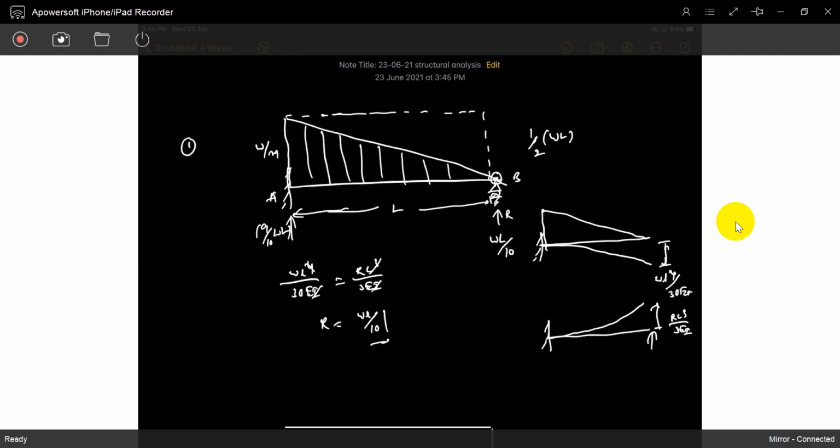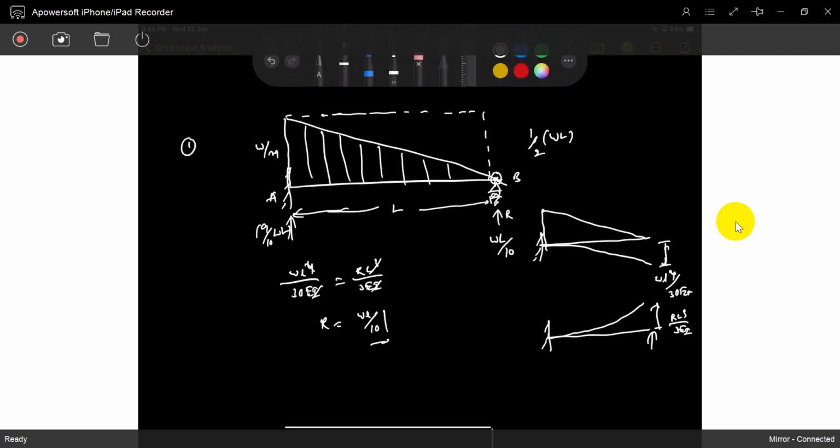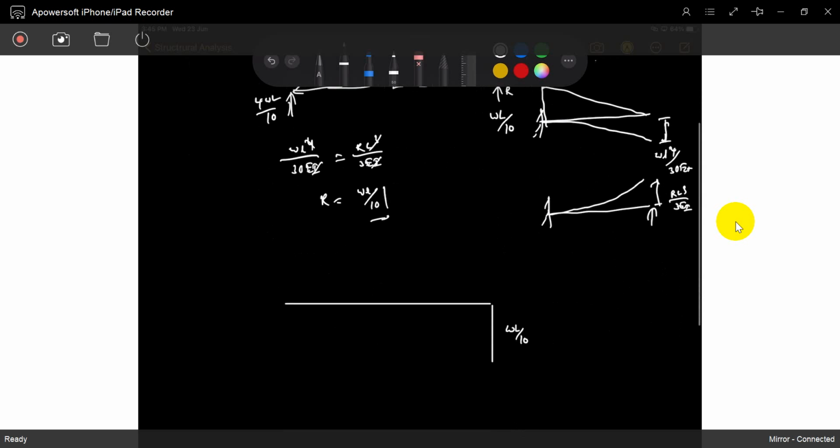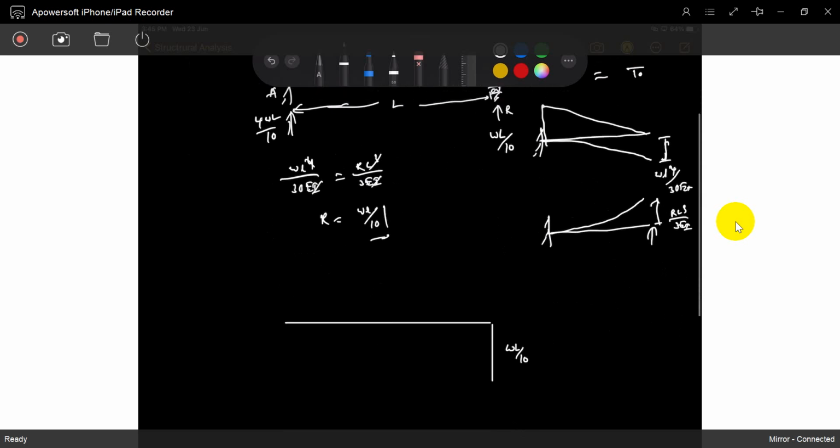So what is this reaction? 1 by 2 wL minus wL by 10. How much is it? 10, 5, 4. 5 minus 1 is 4. So 4 wL by 10. The total load is not wL, it's half wL. Understood? So that's 4 wL by 10. This is 1 by 10 and this is 4 by 10.